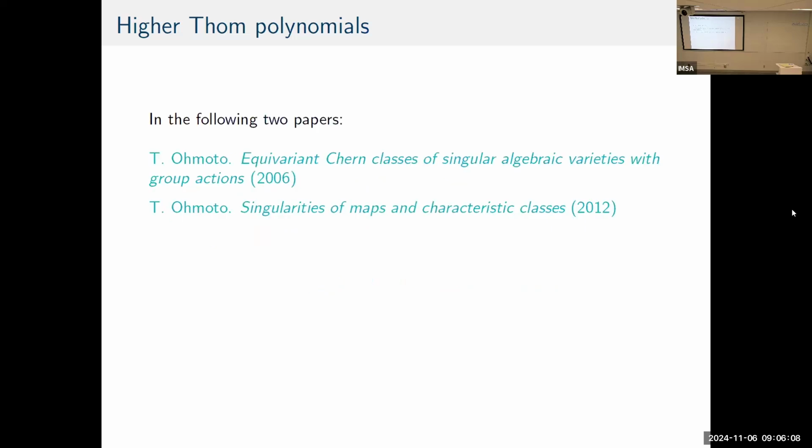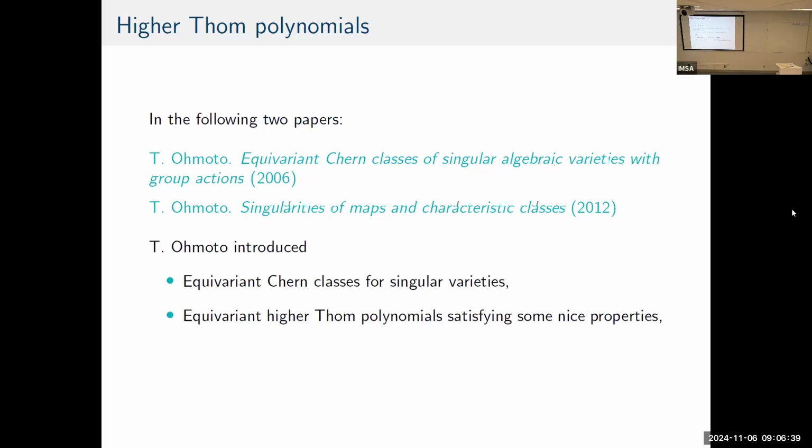So the point is that to prove the above theorem, Toru Omoto used equivariant Chern classes and a version of equivariant Thom and Heiger-Thom polynomials. And in these two papers, he provides these theories, and here he provides the proof. So he introduced equivariant Chern classes for singular varieties, and then the notion of equivariant Heiger-Thom polynomials that satisfy some nice properties. So now I will discuss a bit these two parts, and you will see why I am discussing this for the next section.